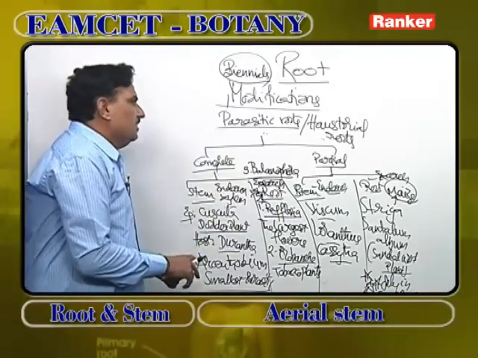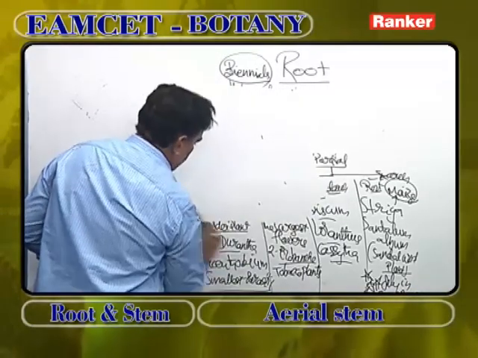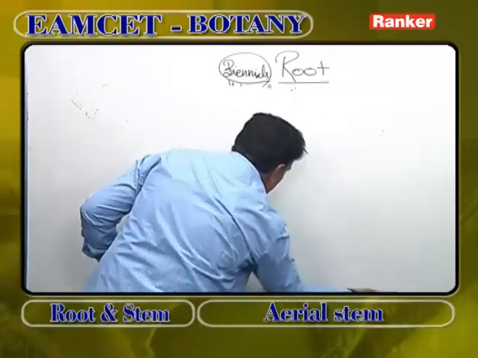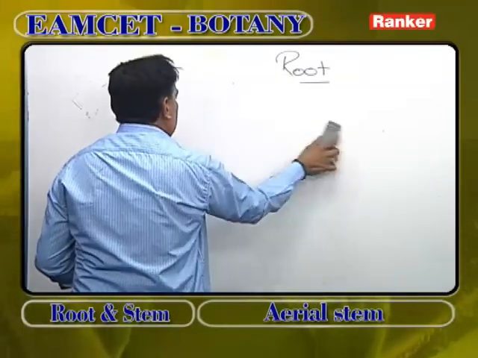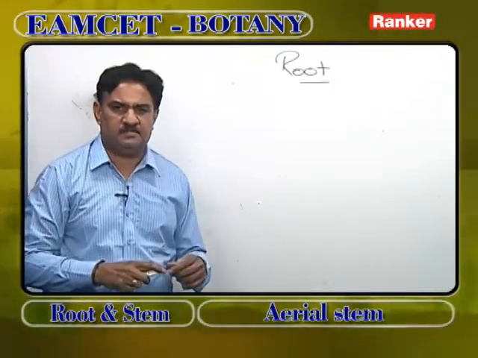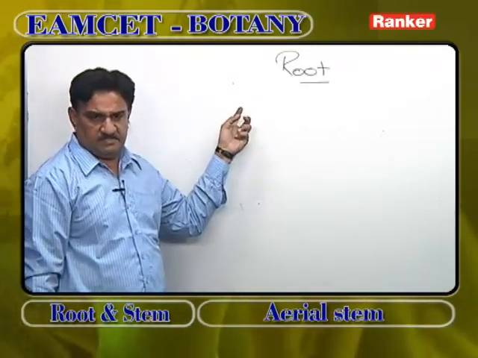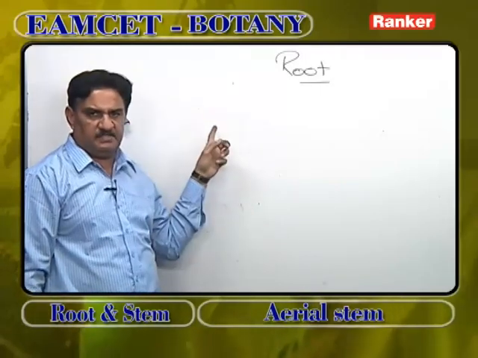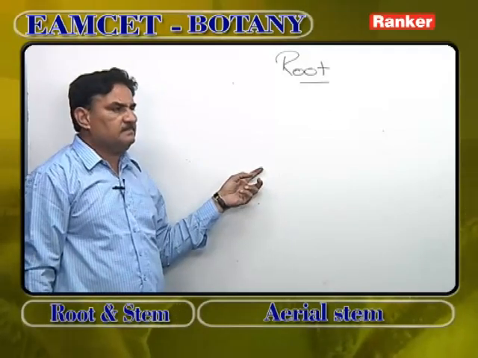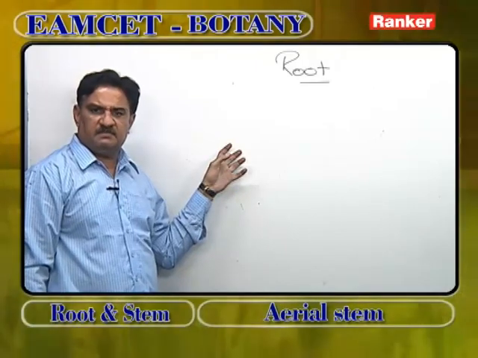Root is the underground part of the plant body with positive geotropism and negative phototropism. How it forms, what are the important aspects of roots, what is the basic difference between root system and shoot system. Then we discussed root modifications. Several root modifications we discussed. One is tuberous roots or storage roots or root crops. All root crops are biennials, but they are harvested in the first year itself.